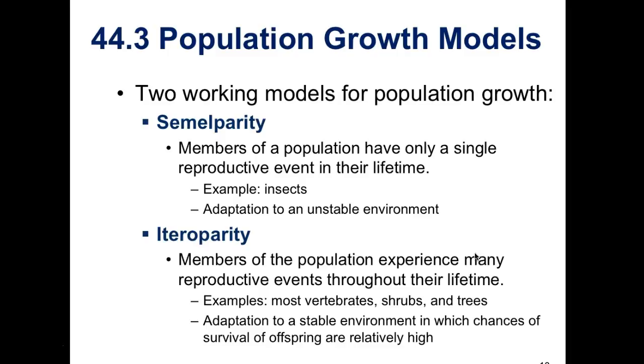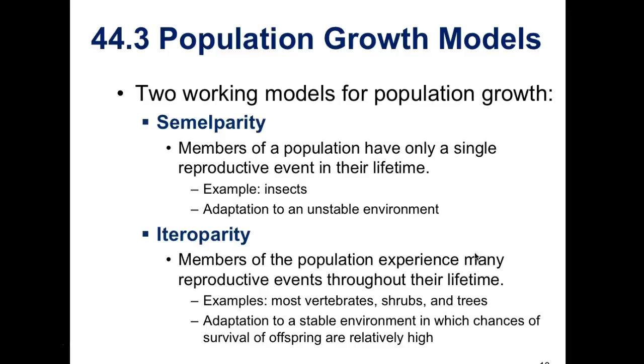Another example of this would be salmon. Salmon will return to their stream for breeding, and once the salmon have laid their eggs and they've been fertilized, the adult salmon would die off. So that's a typical mode of reproduction called semiparity. The other type is heteroparity, and in the heteroparity reproductive mode, members of the population are going to experience many reproductive events throughout their lifetime. This is typical of most vertebrates like humans. We do see it in shrubs and trees as well.